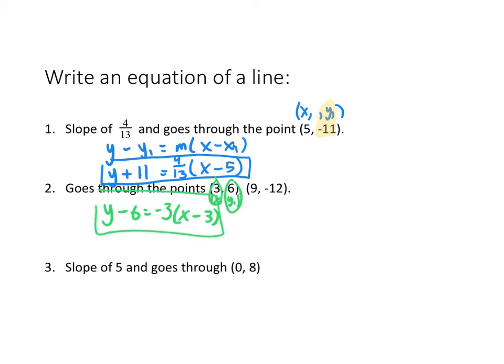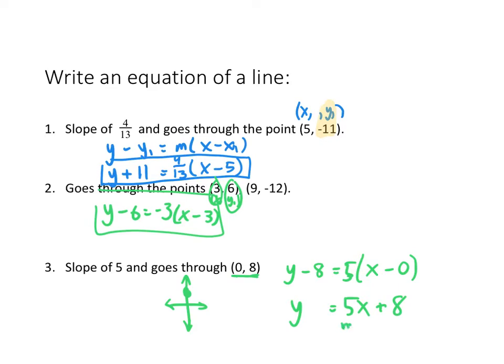This one has a slope of 5 and goes through this point. Now we could use y minus y sub 1 is equal to the slope times x minus x sub 1. But do you notice something? 0, 8 is a point up here on the axis. That's the y-intercept. So we didn't have to use the point-slope form. We could have just written this as 5x plus 8. The y equals mx plus b. You could have written it that way. Both of those are fine.